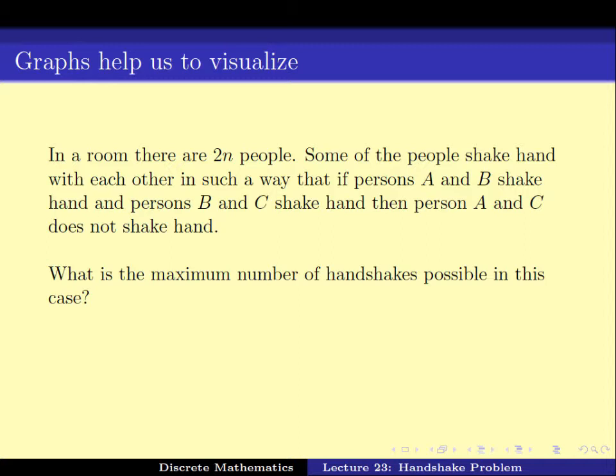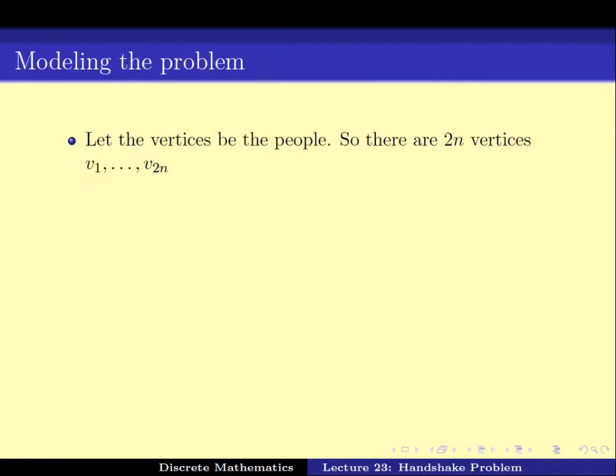So you recall this problem that we are looking at, the handshake problem. How do we convert it to a problem on graphs? So first of all, we have to define the graph. To define the graph, we start with defining the vertices. So we have 2n people. For each person we denote a vertex. So the vertices are v1 to v2n.